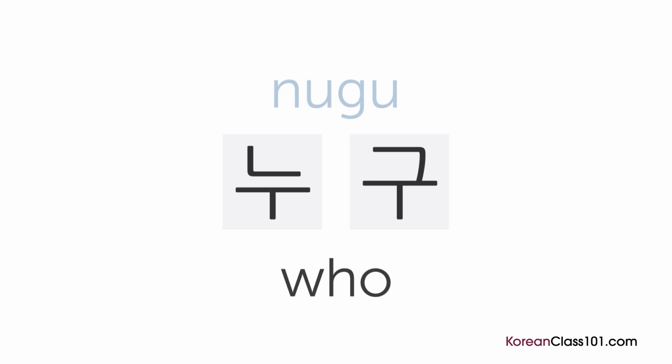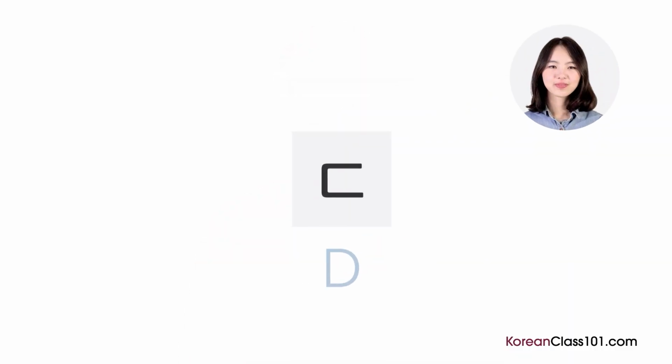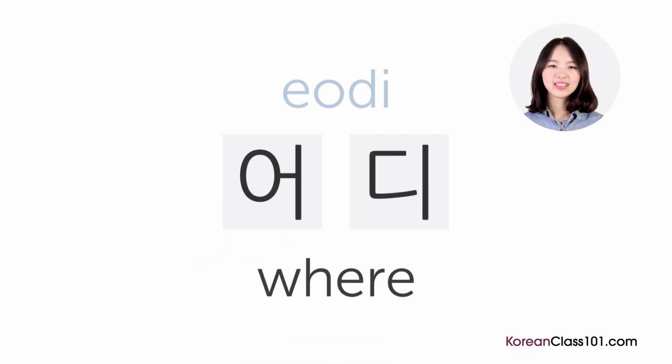The next consonant is 들. It sounds like the D in do. Make sure your tongue is between your teeth, like the TH sound in English. Let's hear an example. 어디.